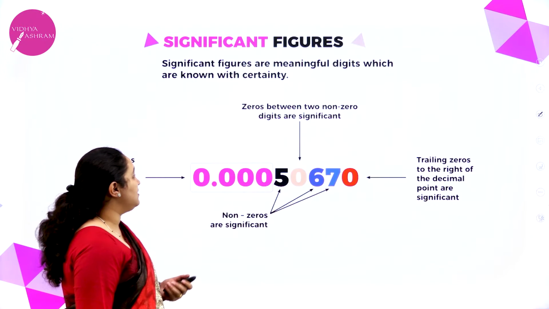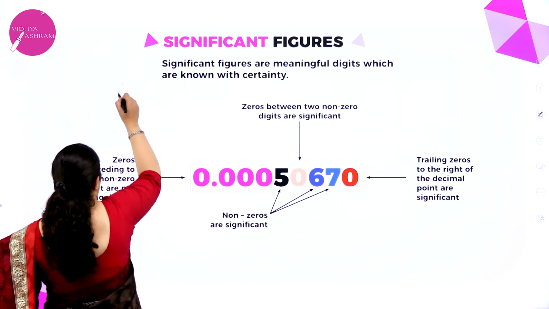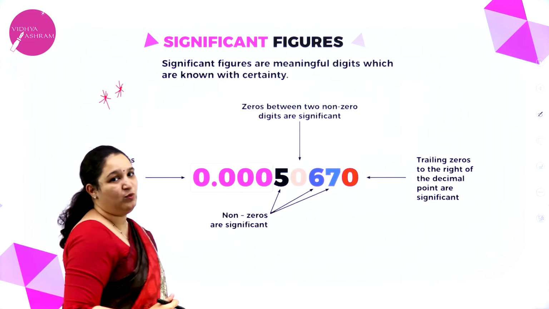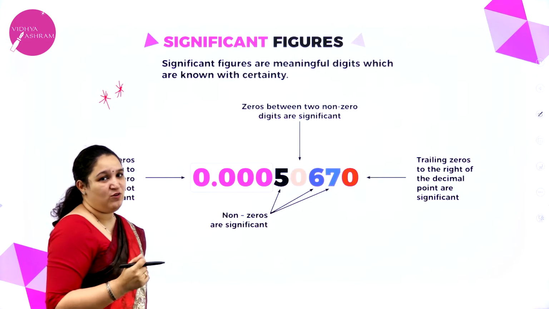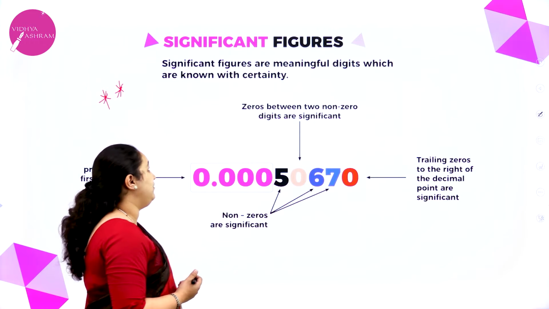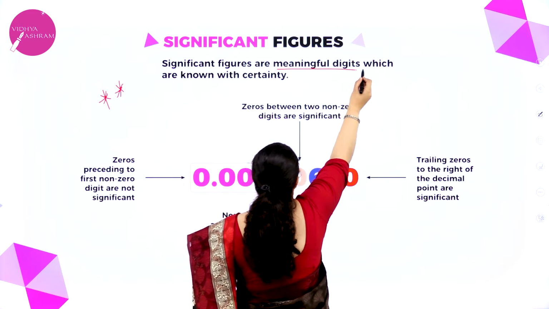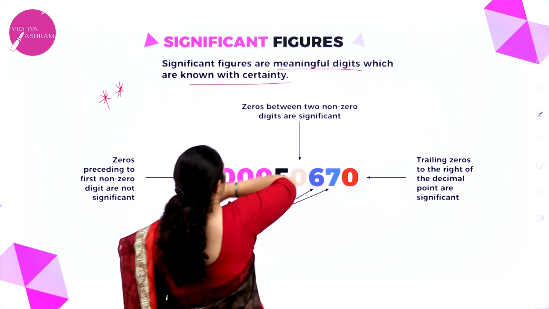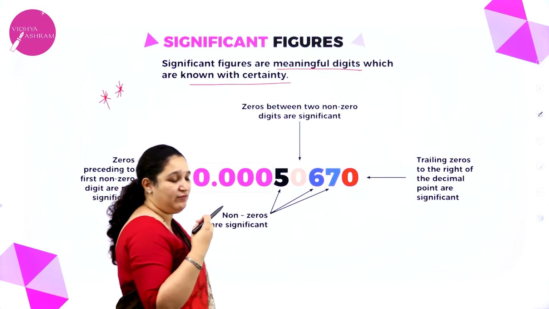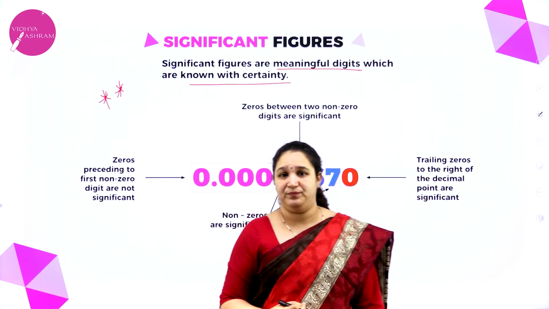Okay. Next, we have significant figures. From the exam point of view, this is very important for your board exams as well as for your competitives. So, what are these significant figures? Significant figures are meaningful digits which are known with certainty. They are called meaningful digits which you know with certainty. Okay.